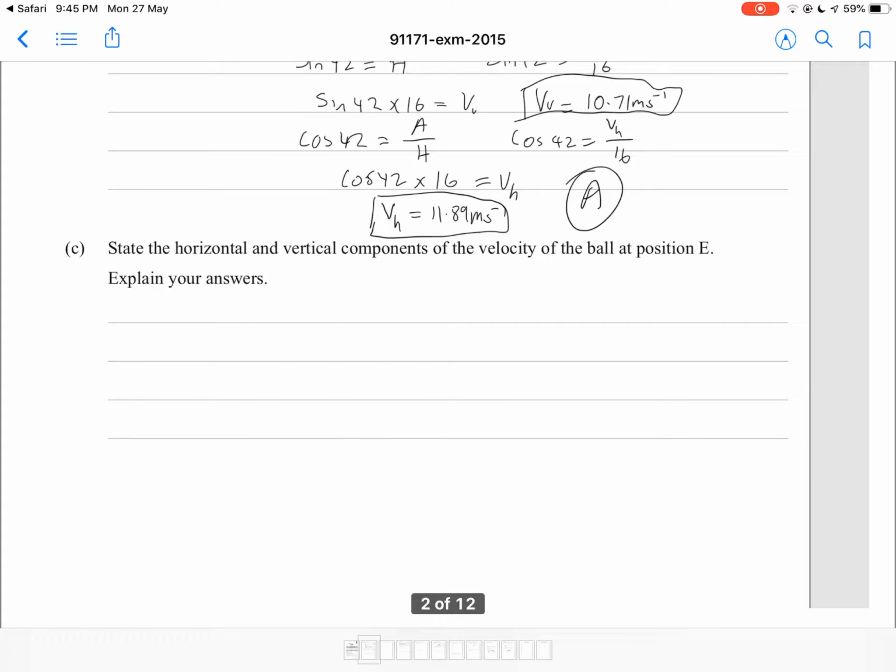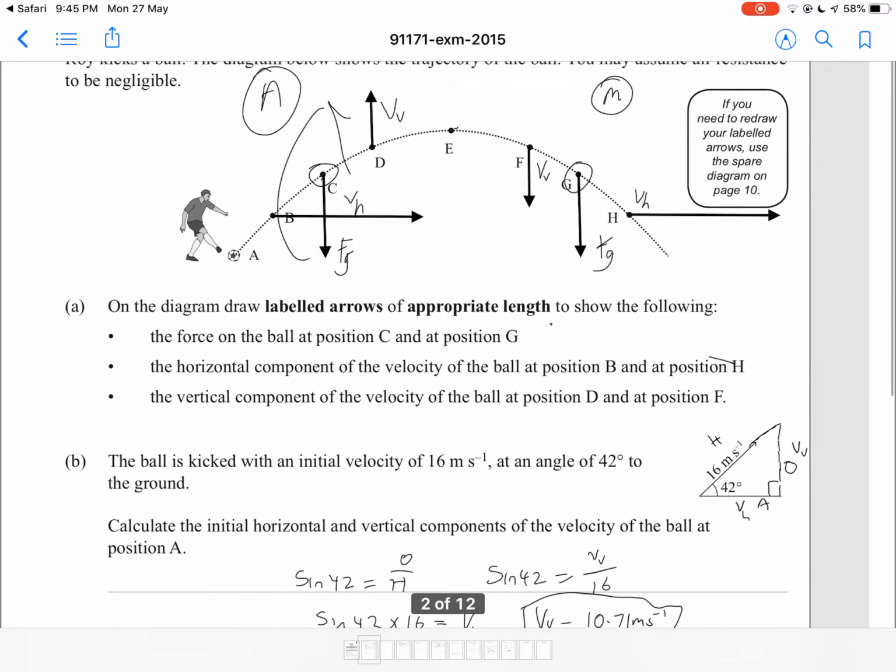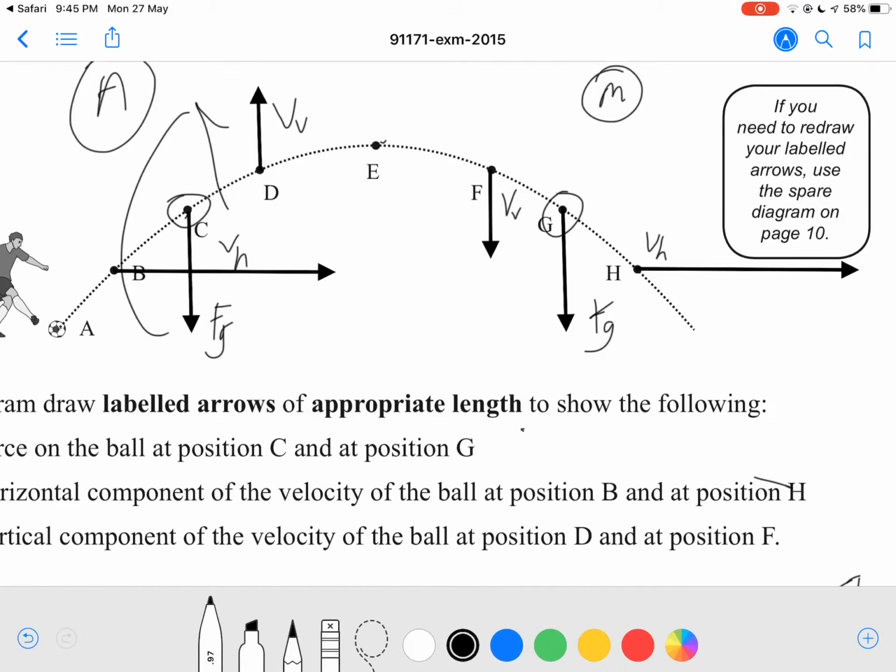State the horizontal and vertical components of the velocity of the ball at position E. Explain your answers. So at position E, where is that? That's all the way at the midpoint. Like I was saying, the vertical velocity is going to be 0 meters per second at the midpoint, for just a fraction, a very small amount of time. After the vertical velocity is 0, gravity is going to start acting downwards on the ball, and that's going to increase the vertical velocity, but now it's going to be acting downwards.